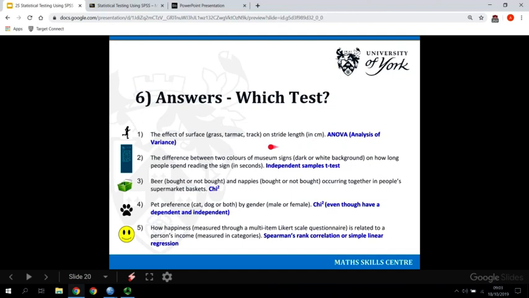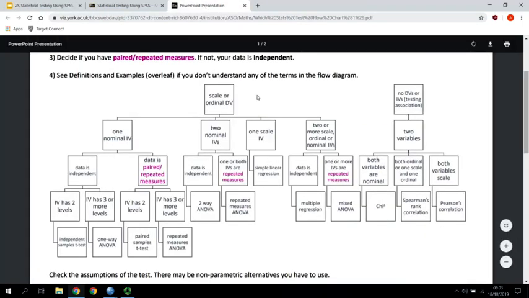So here are some answers. For the first one, we're going to look at the effective surface, which is our independent variable, which has 3 levels and is nominal, on our stride length, which is a dependent variable, which is scale. So to get the answer, ANOVA, this is what we would have done.